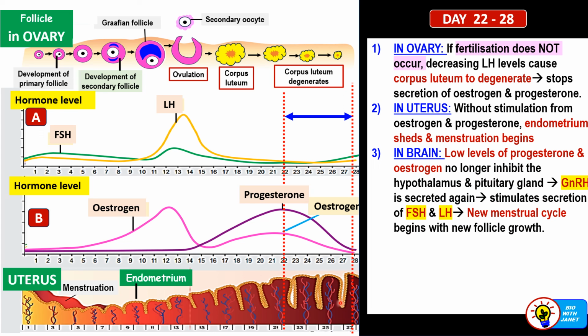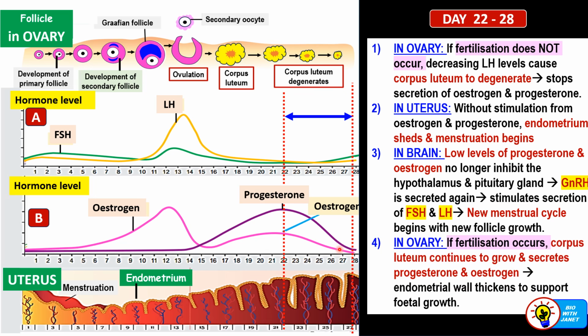Now, in the brain, the low levels of progesterone and estrogen no longer inhibit the hypothalamus and the pituitary gland, so they will start to produce their hormones, because they are not inhibited or stopped anymore by progesterone and estrogen. So GnRH will be secreted again by the hypothalamus to stimulate the secretion of FSH and LH from the pituitary gland, and a new menstrual cycle will begin with new follicle growth. So the whole cycle will repeat.